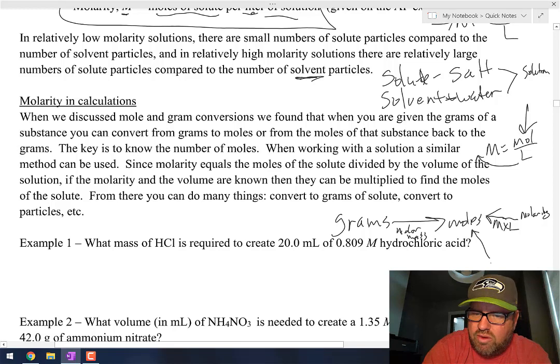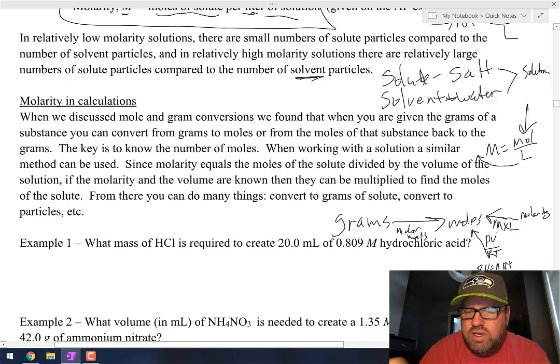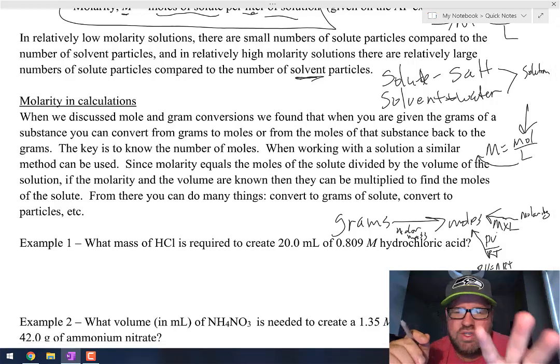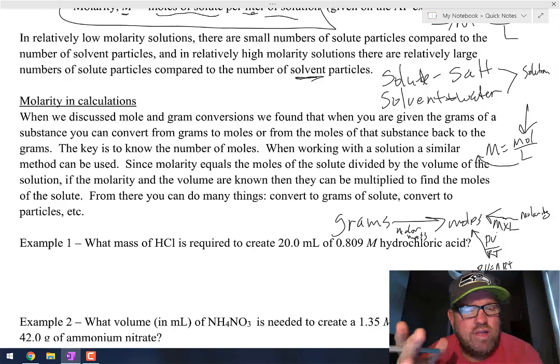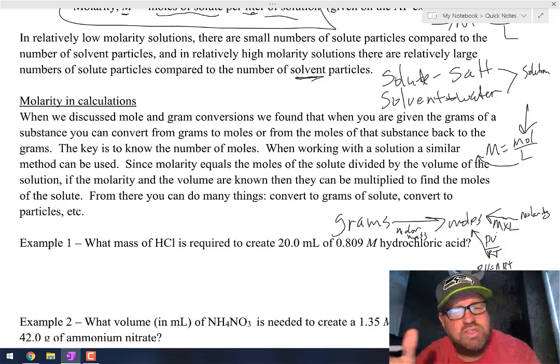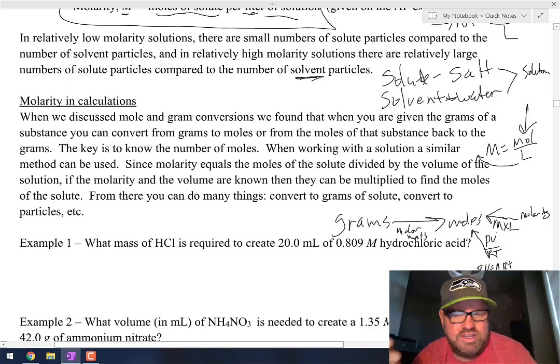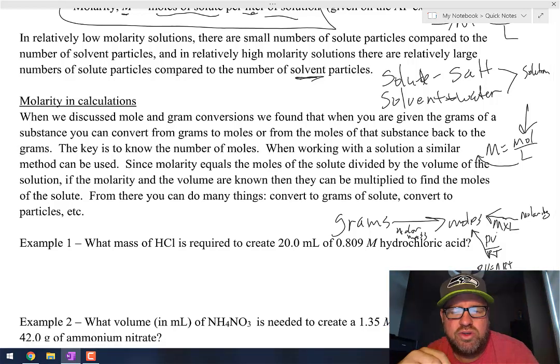Another way that we've gone to moles is using PV equals nRT, the ideal gas law. Because we're trying to find moles, n equals what? PV over RT, the pressure times the volume over RT. So we've actually got three different ways we can find moles now. If they give us the grams, use the molar mass. If they give us the molarity, multiply the molarity times the volume. Or if it's a gas and we know the pressure, the volume, and the temperature, we just take PV over RT. So there are many different ways to get to moles.